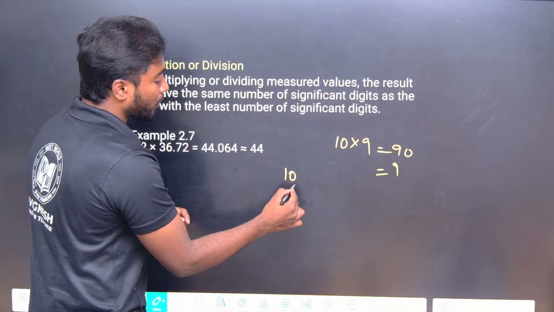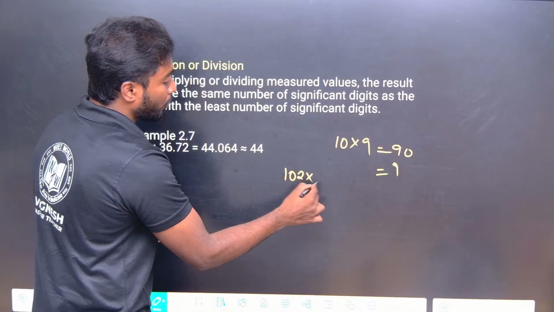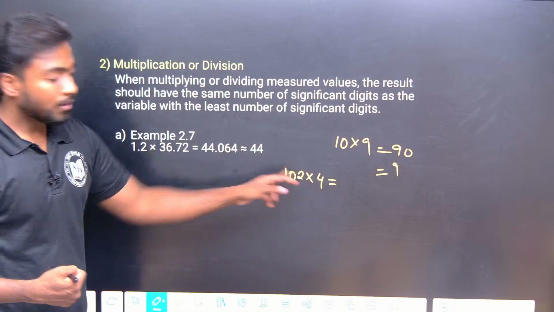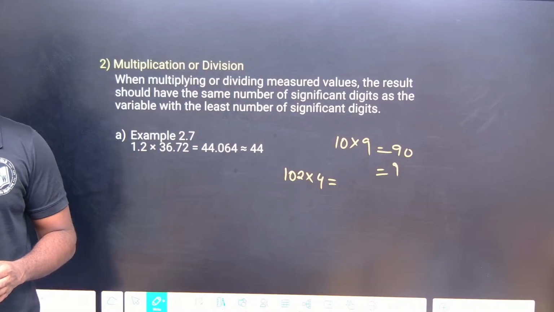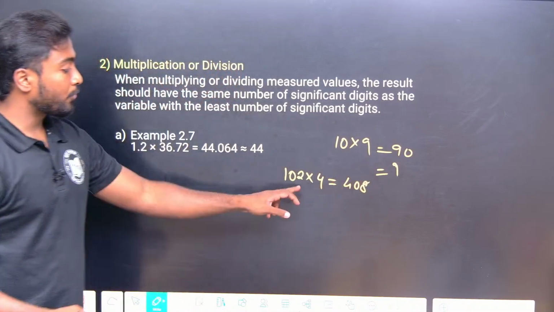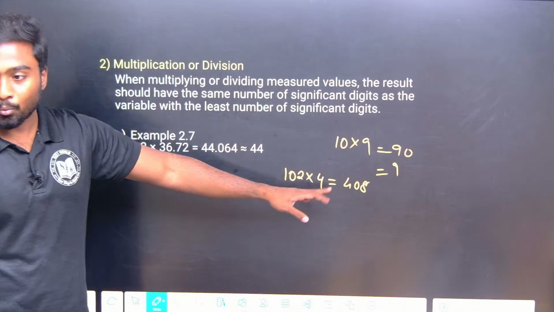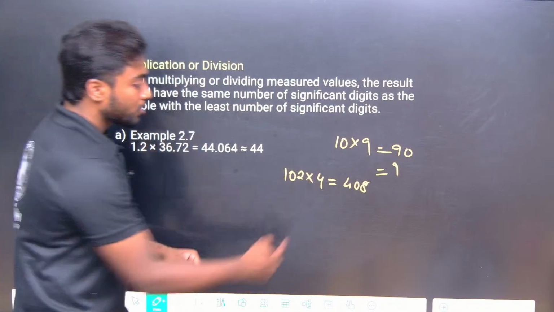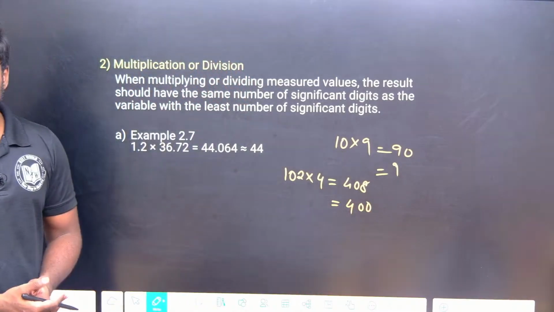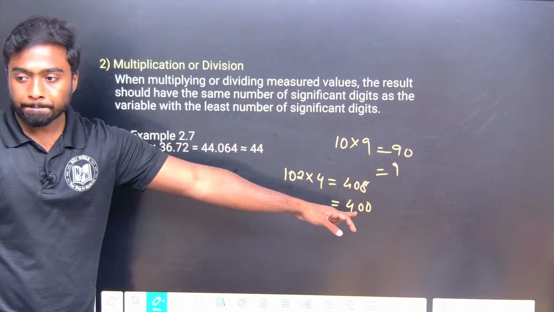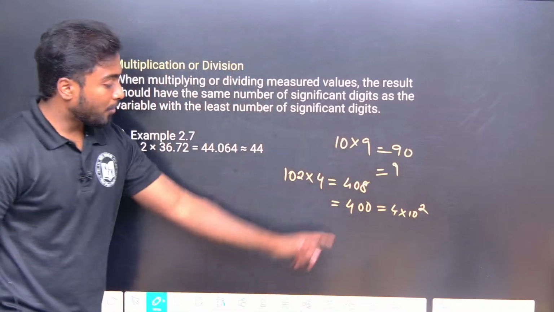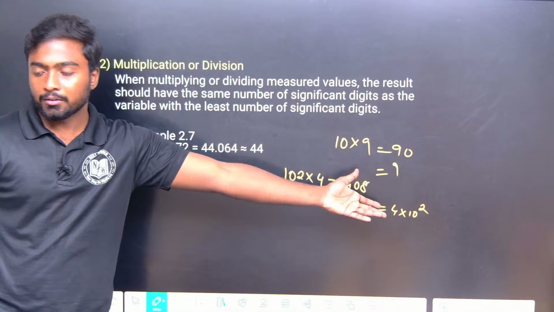Suppose 102 into 4. How many significant figures here? 3. How many here? 1. So if I multiply, what is the answer? 408. So I need to round it off to the least significant figures, which is 1. So the answer is 400. Or I can write 4 into 10 power 2 also. How many significant figures? 1 significant figure.